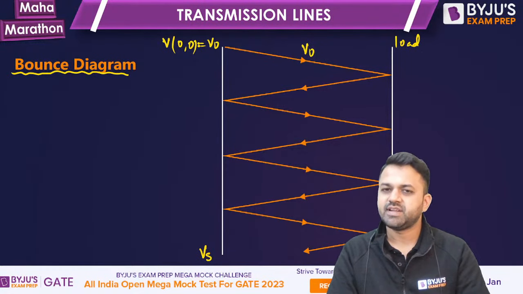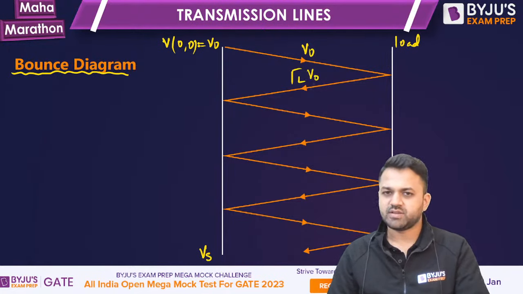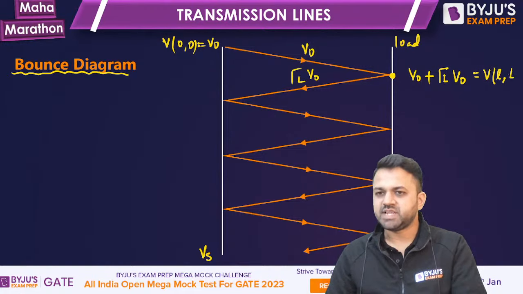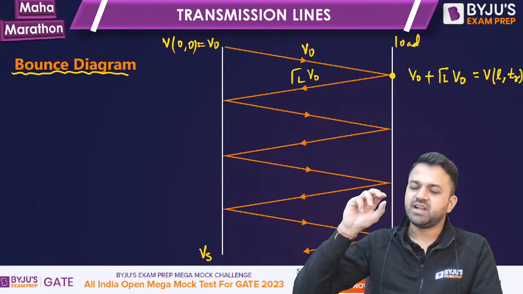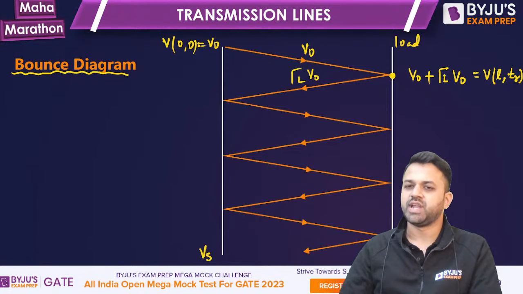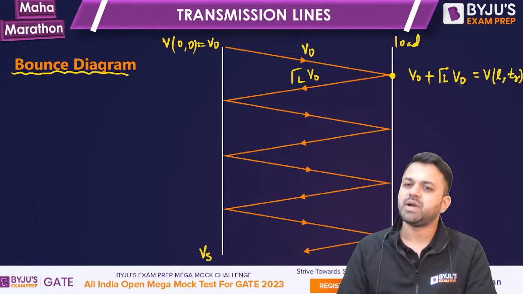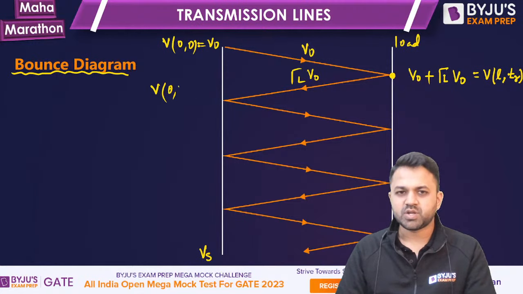Towards the load end it will be reflected by the load, and it will be gamma L into V0. So what is the voltage at this point? The voltage will be V0 plus gamma L into V0. This is the voltage at distance L and time t equal to tr, the transit time. The voltage or current wave will take the transit time to reach from the source to the load end. So the voltage at the load end will be V0 plus gamma L into V0 at time tr and distance L.